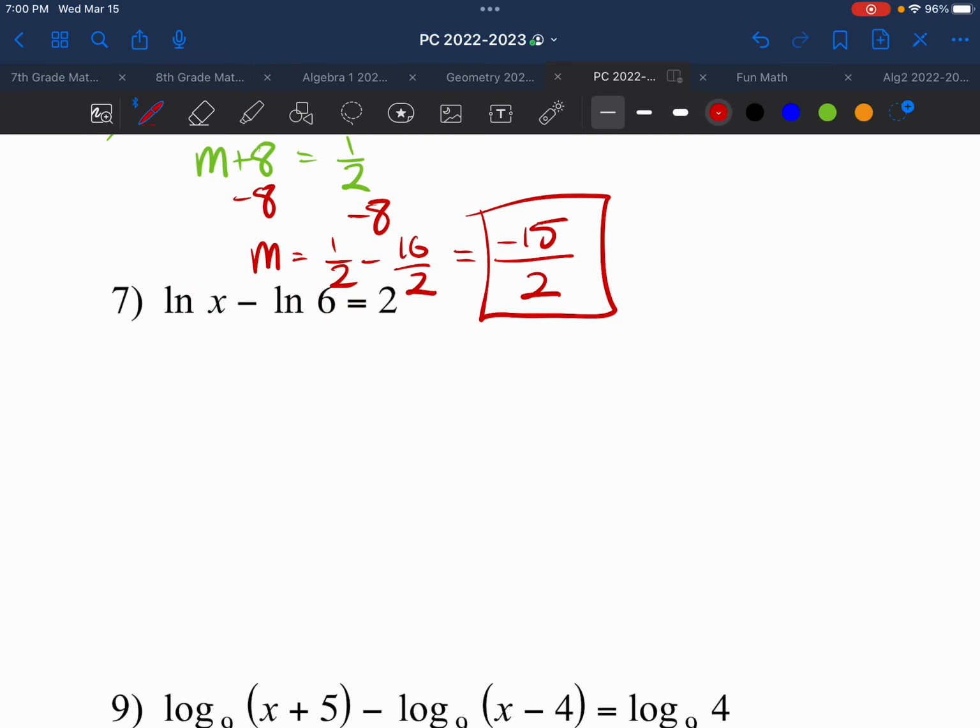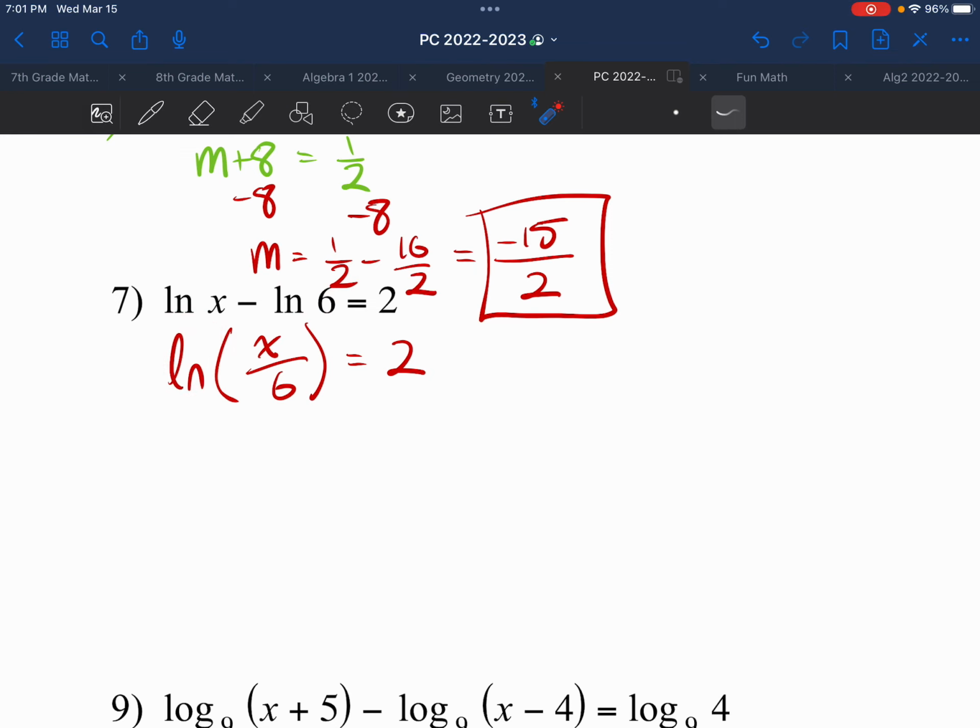So I'm going to rewrite the same natural logarithm, ln. It has the same base e, right? And then the insides are now going to be x divided by 6. It's going to be equal to 2. That 2 on the right-hand side hasn't changed. We only combined logarithms on the left. From here, now it's time to undo this logarithm.